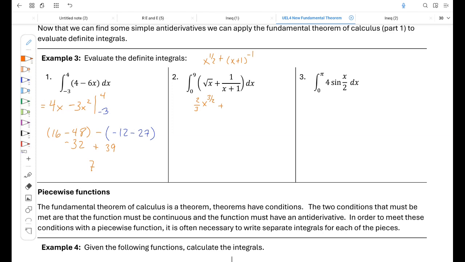So you got 2/3 x to the 3/2 plus, okay, yeah, no, we're good. x plus 1 to the -1 power. Is that power rule?